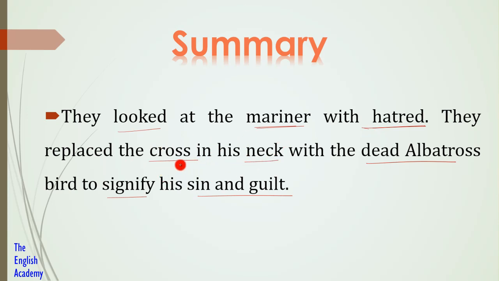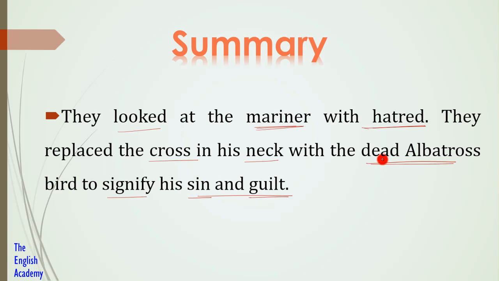The cross, which is the symbol of Jesus Christ, which is worn by Christians, was removed from the mariner's neck, and in place of that, the dead albatross was hung on his neck in order to make him realize the sin that he had committed and make him feel guilty for it. This is also symbolical. It was not actually done, but this is the realization of the mariner.